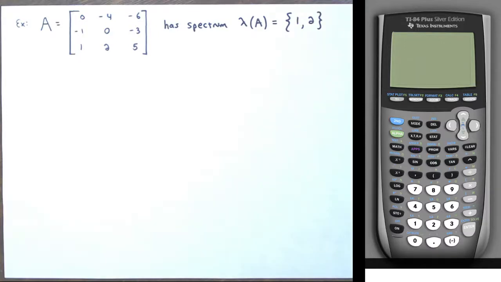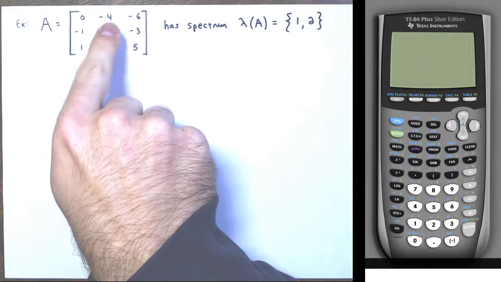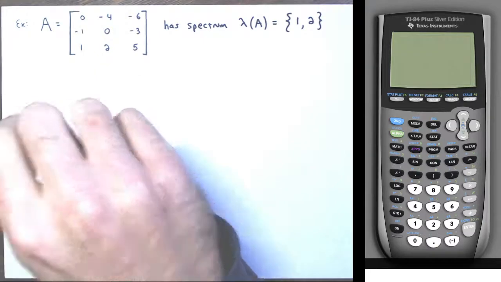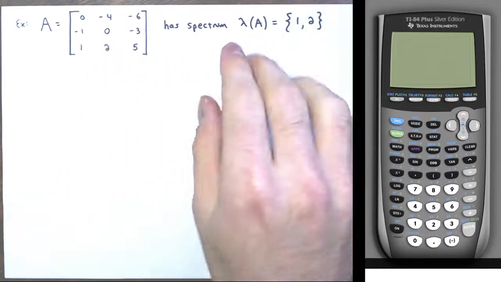So here's a 3 by 3 matrix: 0, negative 4, negative 6; negative 1, 0, negative 3; 1, 2, 5. And you can verify this on your own: set up the characteristic equation, solve, and find the eigenvalues.